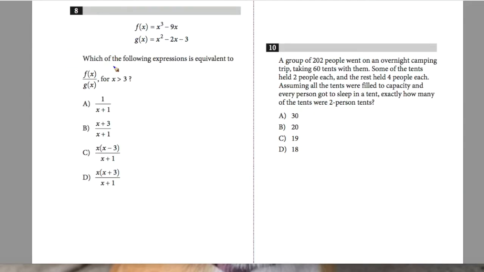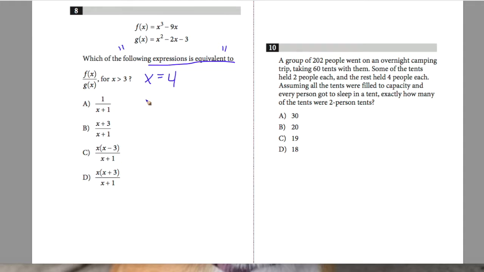Okay, question 8 says, which of the following expressions is equivalent to f of x over g of x if x is greater than 3? I'm going to choose x equals 4. I'm choosing numbers in this expression here because I have variables here. It says which of the following is equivalent to, and I have variables within my answer choices. So I'm going to choose 4. I need to solve for both f of x and g of x to plug into my expression.